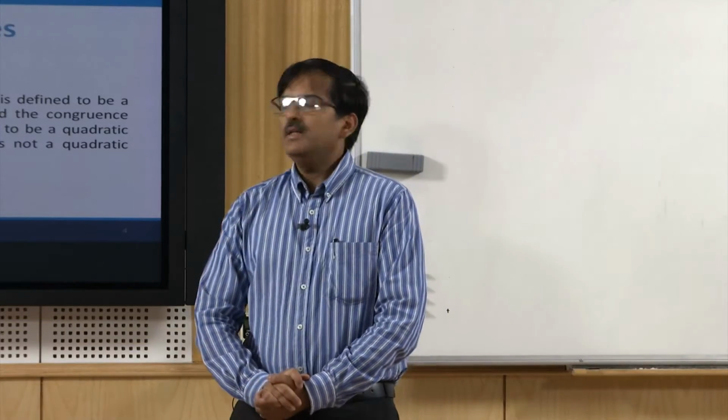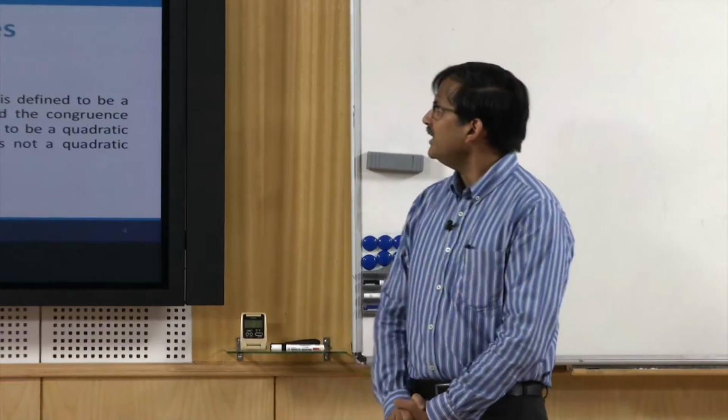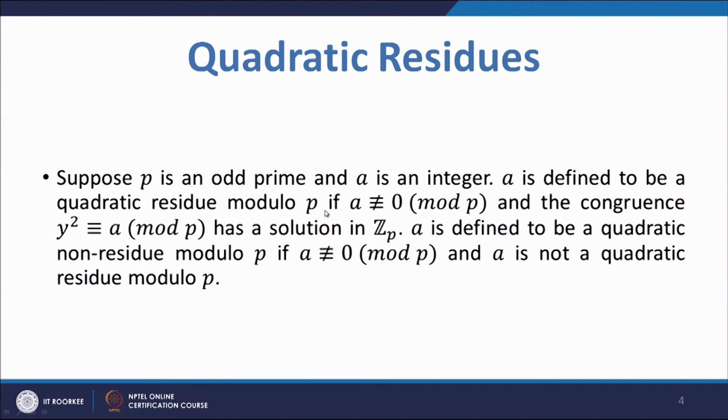Suppose p is an odd prime and a is an integer. A is defined to be a quadratic residue mod p if a is not congruent to 0 mod p and the congruence equation y square congruent to a mod p has a solution in Z sub p. A is defined to be a quadratic non-residue mod p if a is not congruent to 0 mod p and a is not a quadratic residue modulo p.